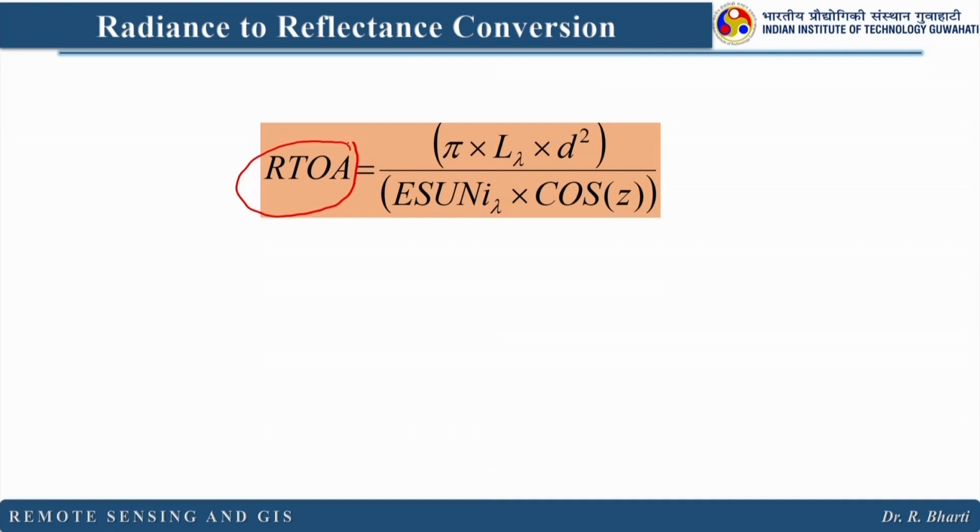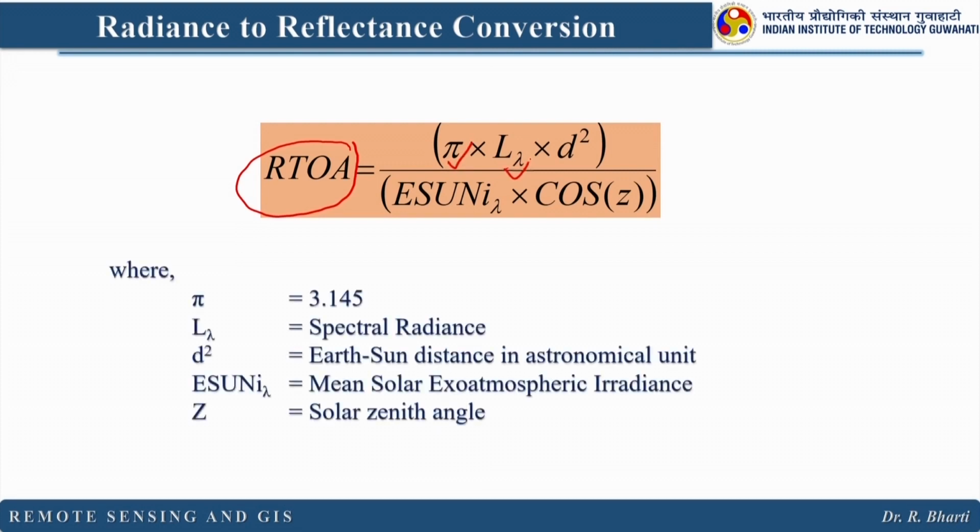So, reflectance top of the atmosphere, it is not simple reflectance. There are two things: one is reflectance top of the atmosphere and another is reflectance for the surface. So, surface reflectance or top of the atmosphere reflectance. Here is the formula for reflectance top of the atmosphere, where we use pi, then L lambda, then d square, then ESUNI, then cos z.